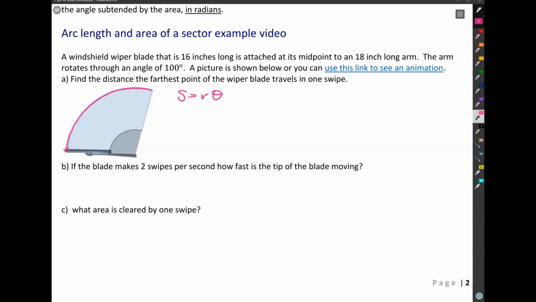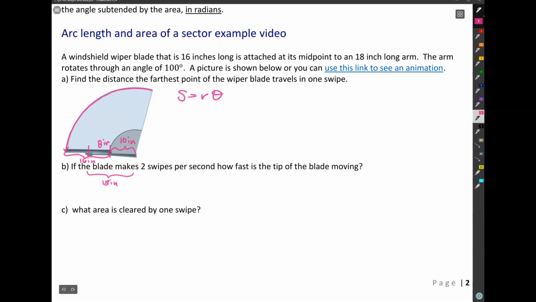We're told that the windshield wiper is 16 inches long. And then we're told that the arm that it is attached to is 18 inches long. And it's attached right at the midpoint of the wiper blade. So let's see, if this is 8 inches right here, then this right here has to be 10 inches.